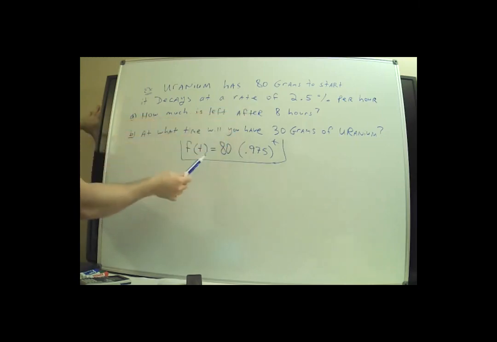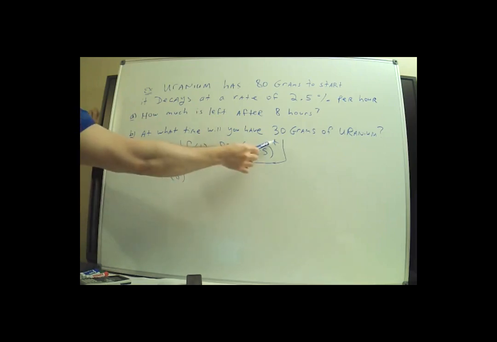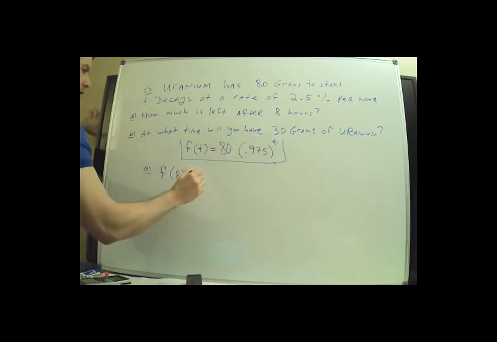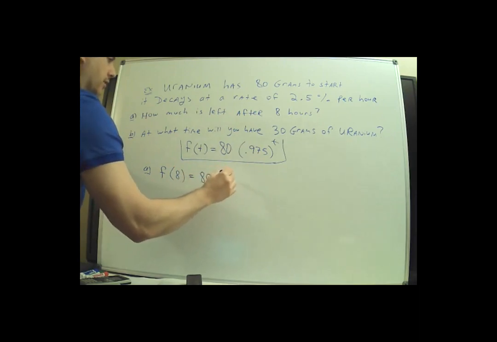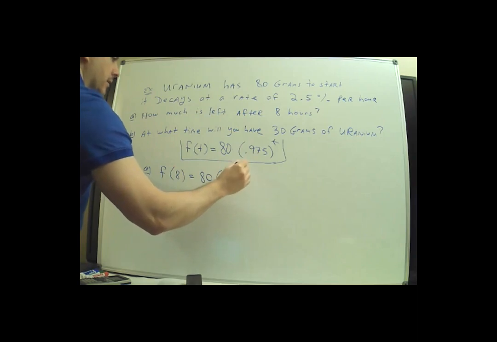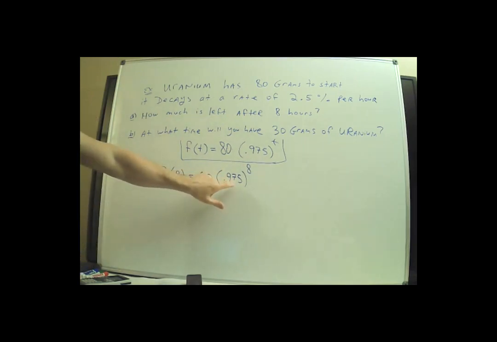So now that I have my function, every time I plug in a T, like if I want to know how much is left after 8 hours, part A is really easy. I'm asking you to do F of 8. We did this to death at the beginning of the semester: we plugged numbers into the function. I'm going to plug 8 in for T and just compute it. I will share the screen and show you on the calculator. Now remember, this is super important. You cannot hop the fence with the power on. You must do this part first, then multiply it by 80.